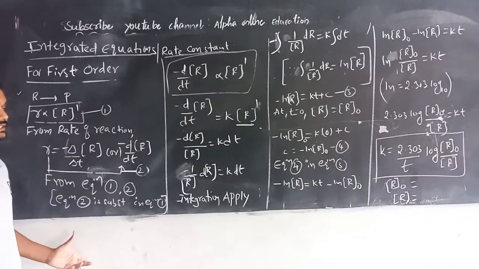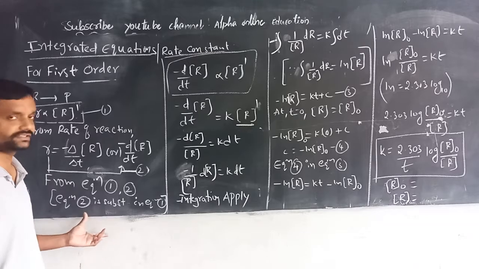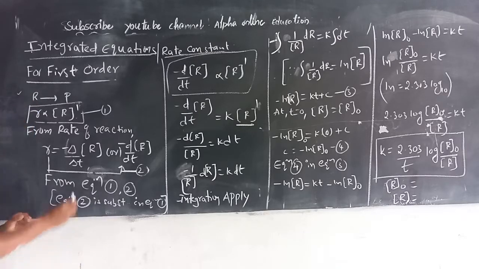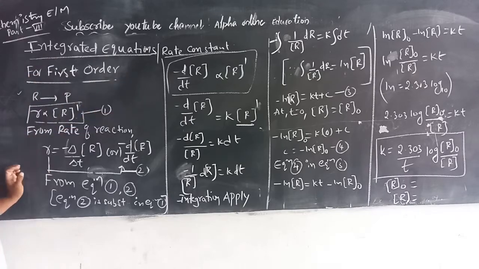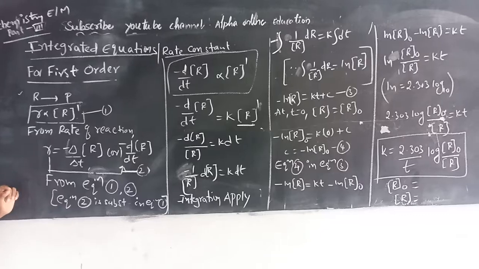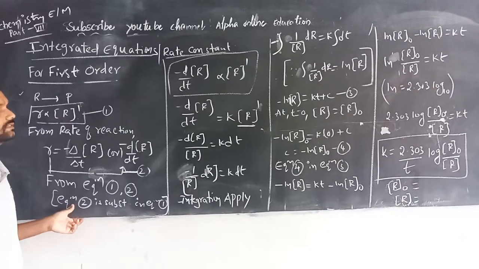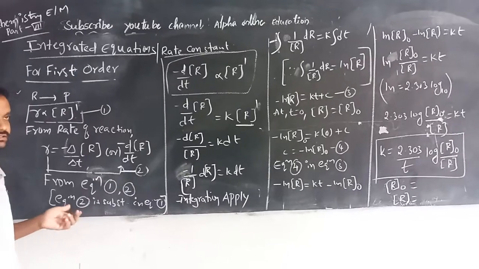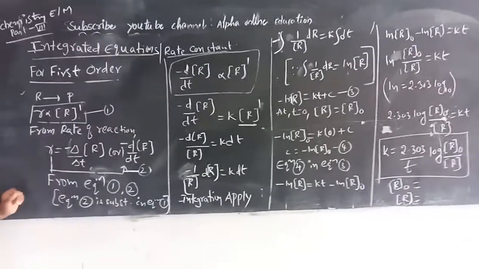Previously we discussed the integrated rate constant equation for zero order. Today we are going to derive the integrated equation, nothing but the rate constant equation, for a first order reaction. Simple concept for first order reaction.